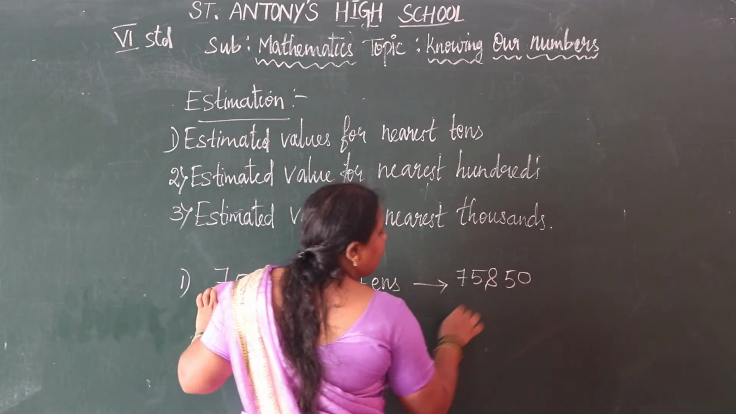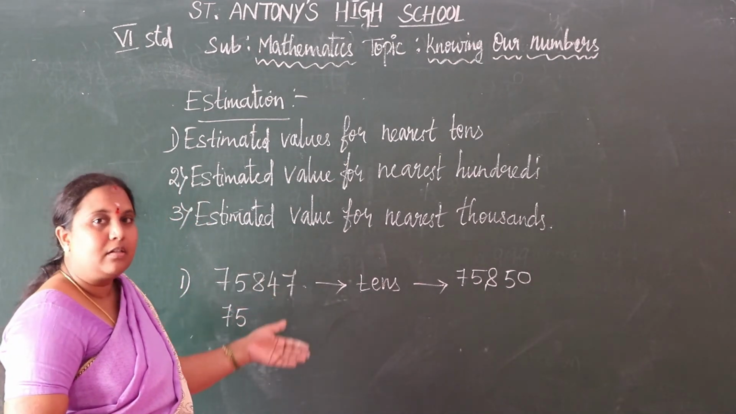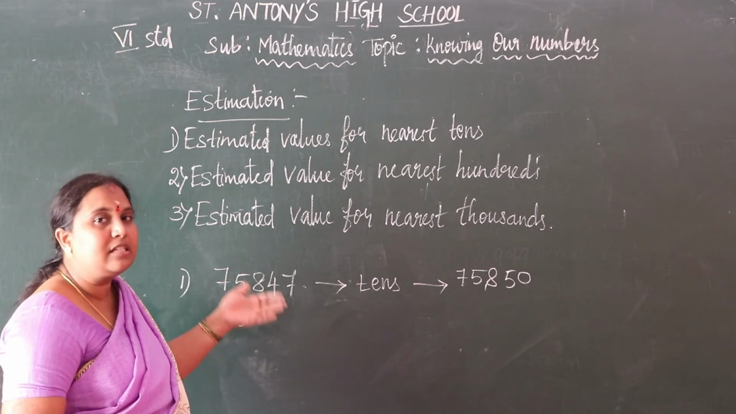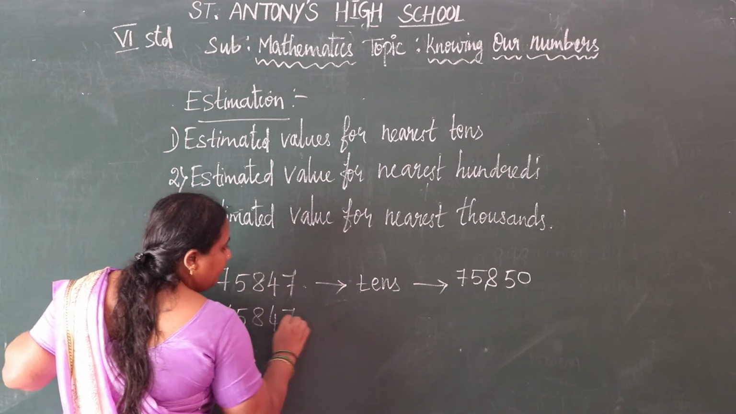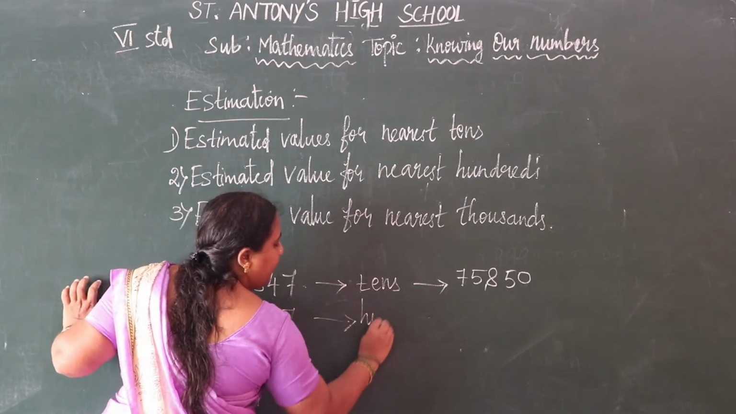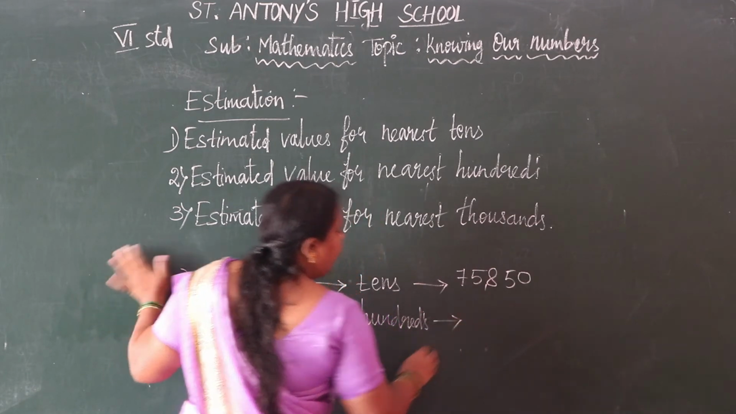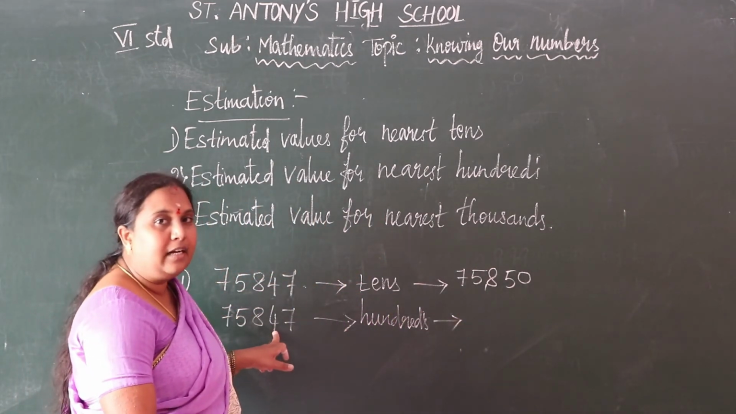Okay, so we have 75,850 as the value rounded off to the nearest tens. Okay, and we can round it off to the nearest hundreds place. So hundreds means we can consider the tens place.